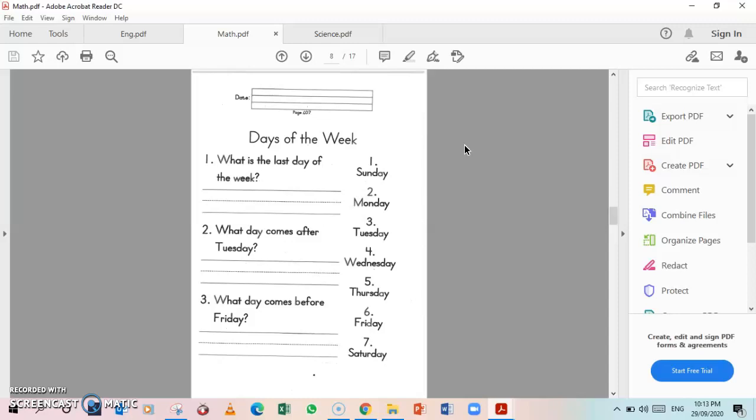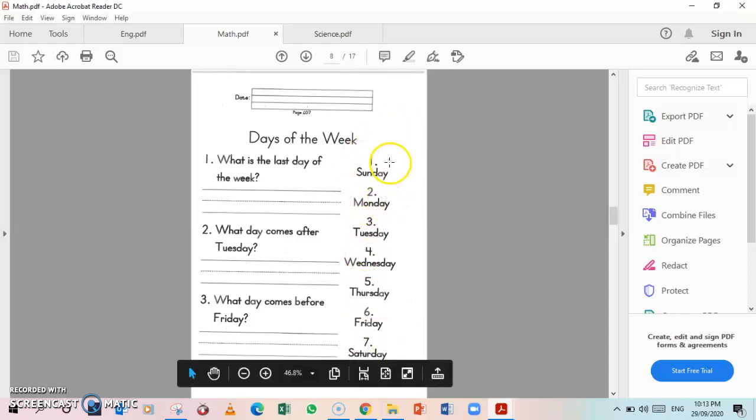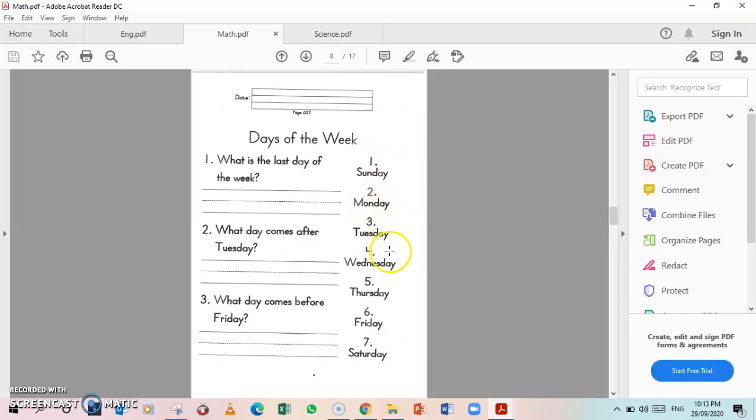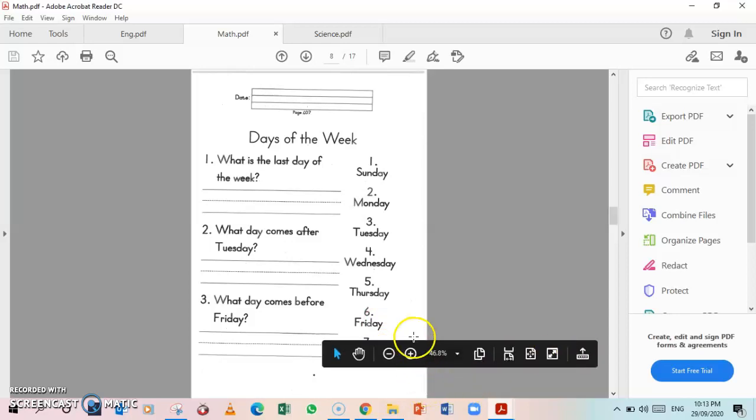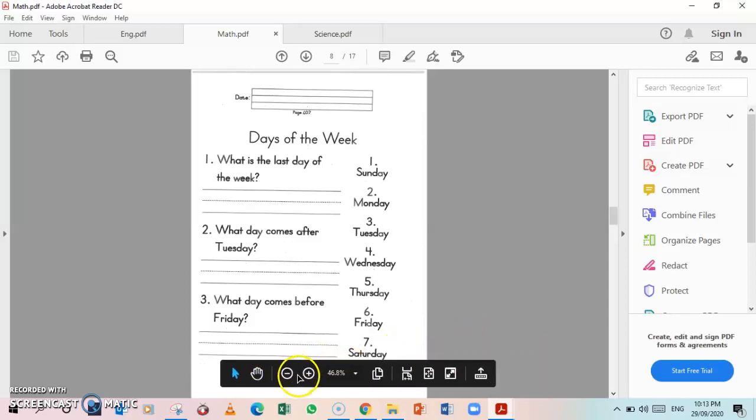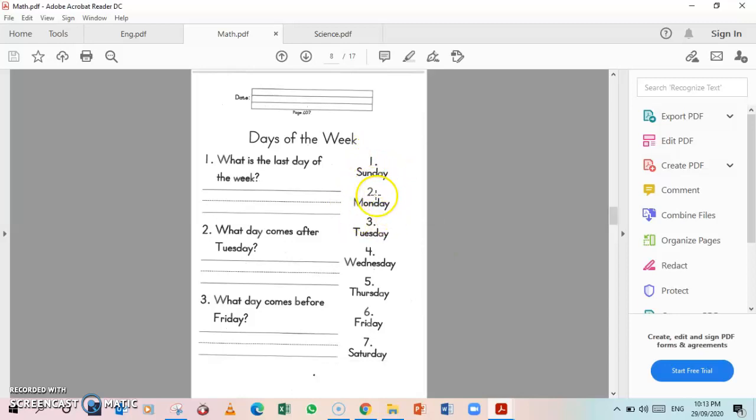All you have to do is read the statements carefully. On this side of the page, you've got the days of the week. So we've got Sunday, Monday, Tuesday, Wednesday, Thursday, Friday, and Saturday. Okay, so based on this, year one, here it says that number 1 is Sunday, number 2 is Monday.